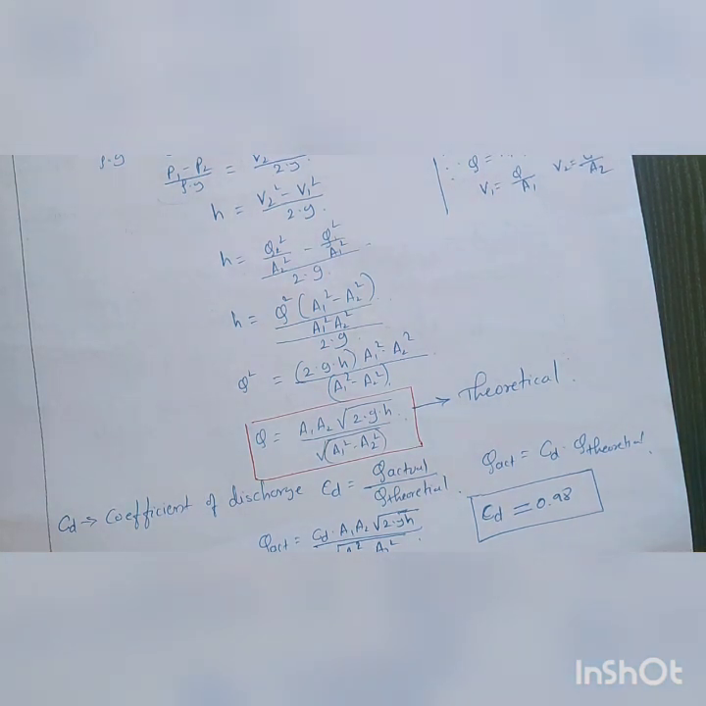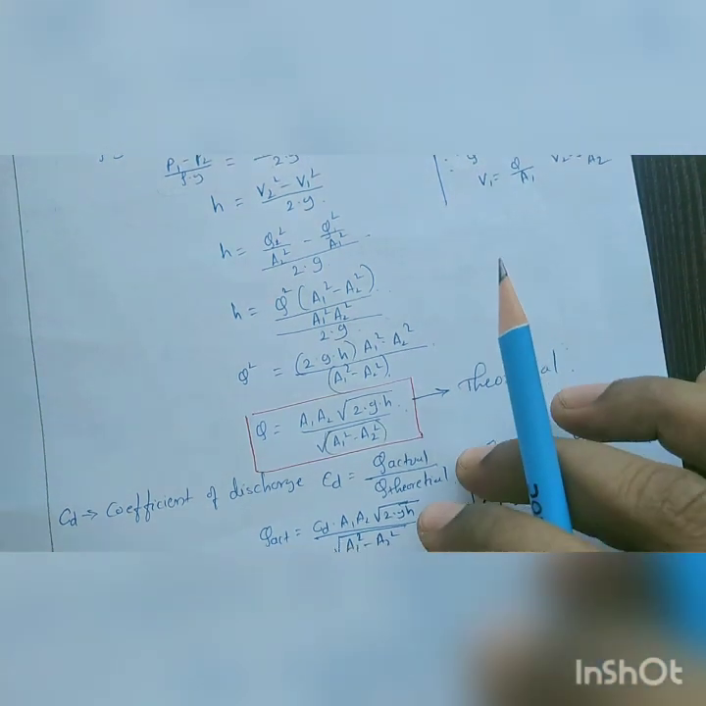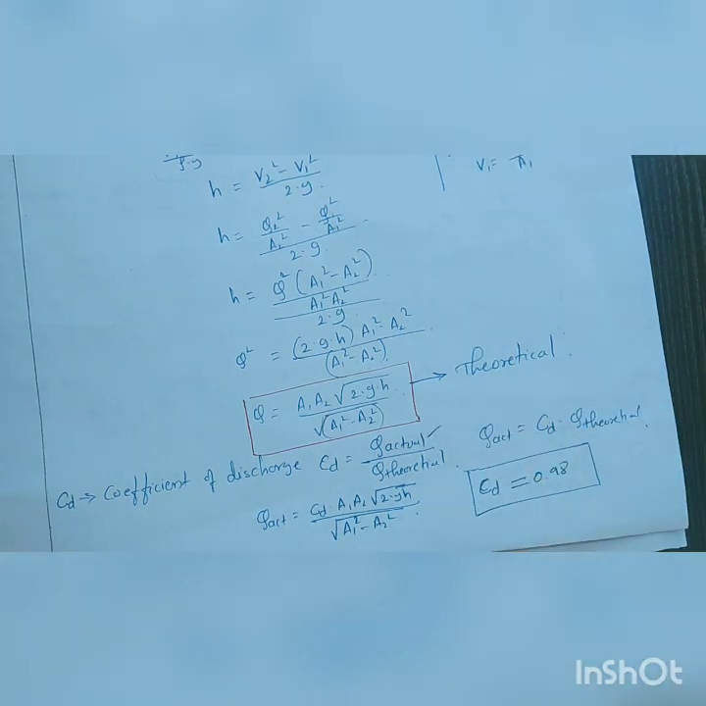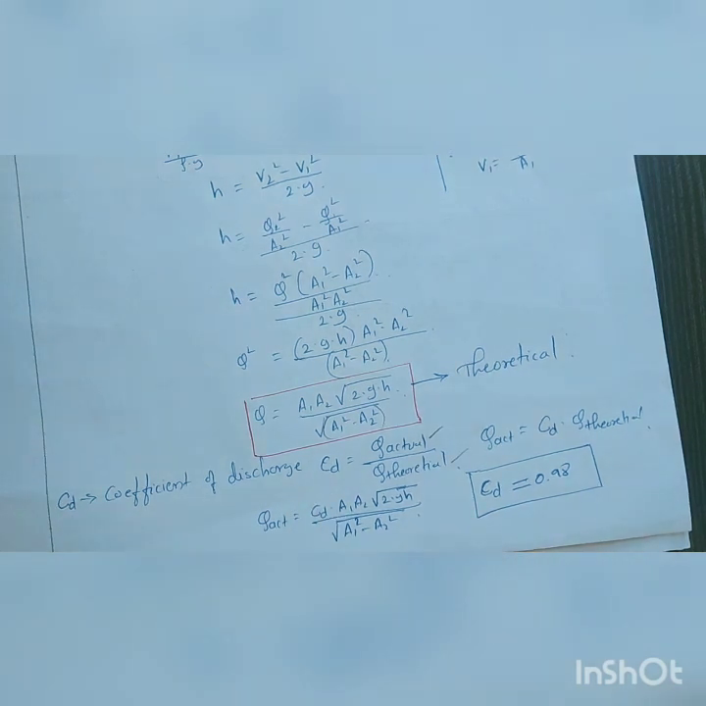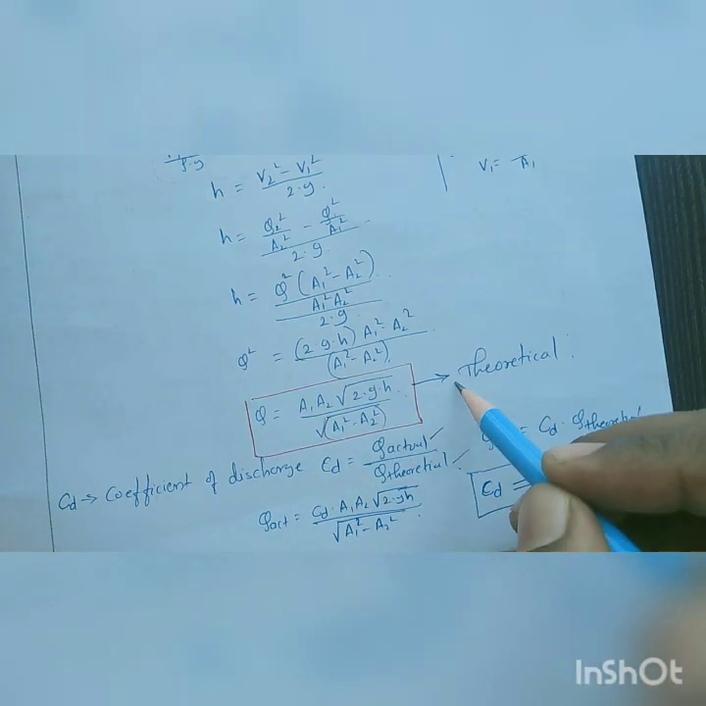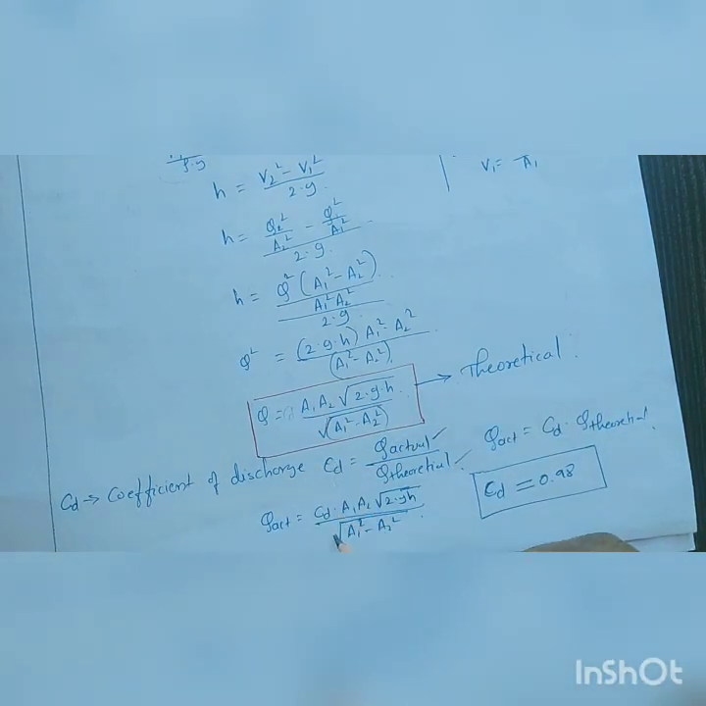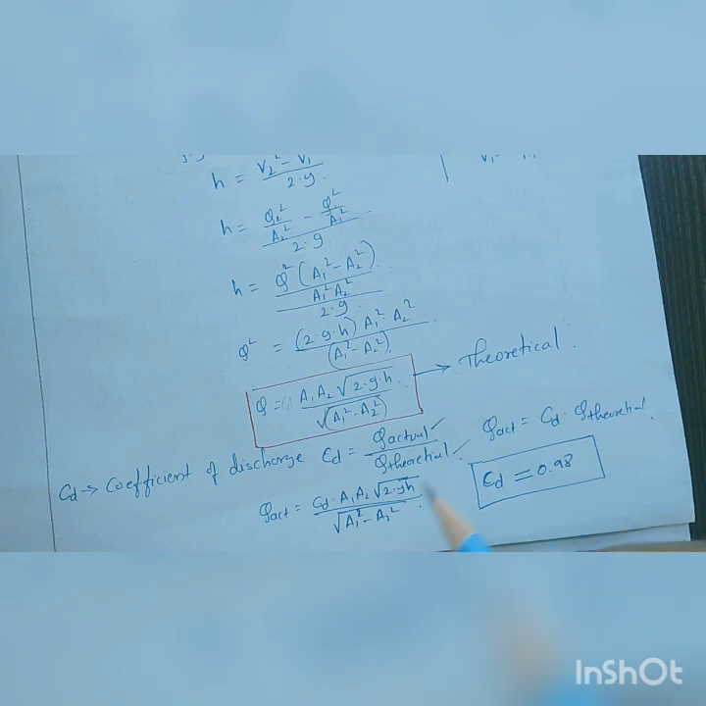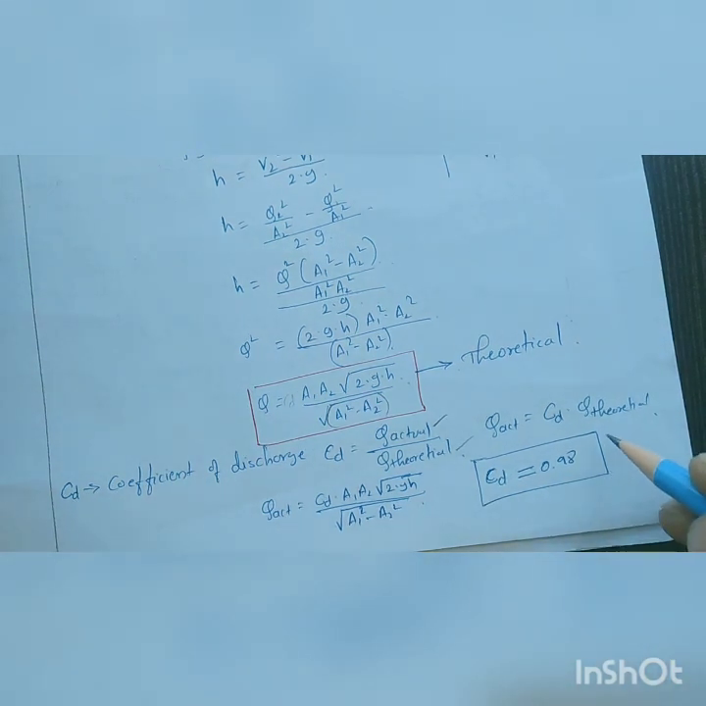But in the actual case, due to friction, the discharge will always be a little less. The ratio of actual discharge to the theoretical discharge we call the coefficient of discharge. So this is theoretical; if you want actual, we have to multiply by the coefficient of discharge, and then we get the actual discharge. For a venturimeter, the coefficient of discharge varies between 0.95 and 0.99.